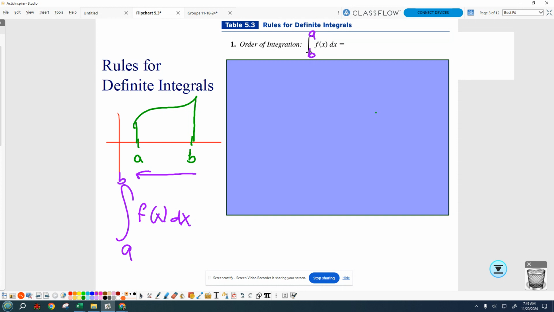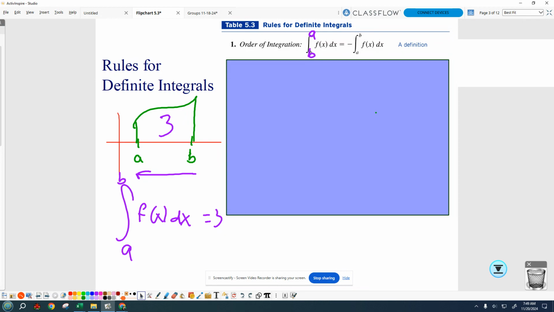No idea? Like if this area, I don't know, Alex, pick a number. 3. If the integral from A to B is 3, what is the integral from B to A? He says -3. Yes. So why is that? Let's think about it.